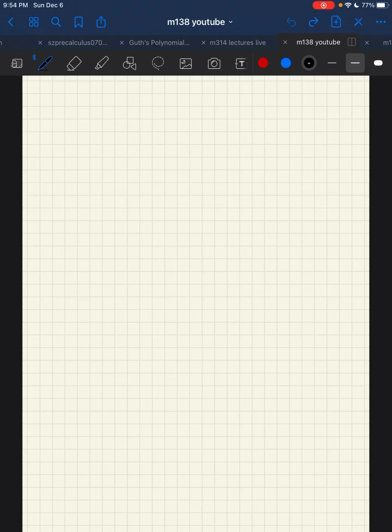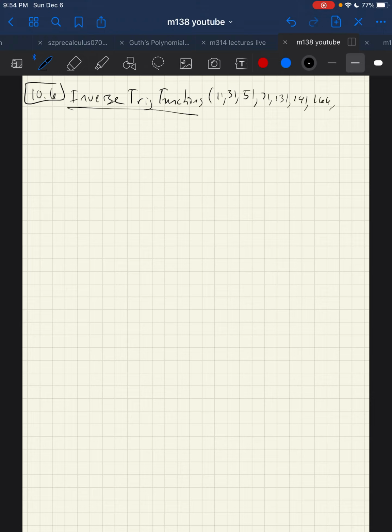So right now I want to talk about section 10.6, inverse trig functions. Suggested exercises are 11, 31, 51, 71, 131, 141, 166, and 167. So there are answers for the evens, so 166 has an answer.